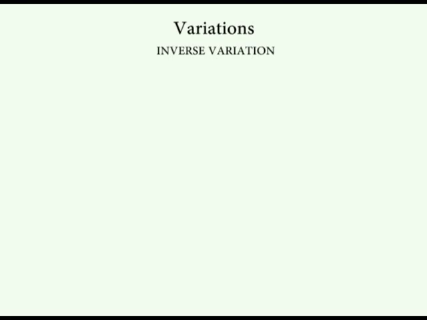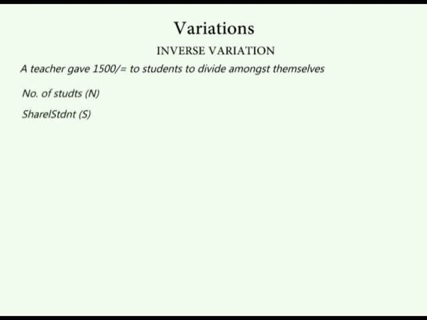Next, inverse variation. Now, a teacher gave 1,500 shillings to students to share amongst themselves. Let's see how much each student will get. If we had 5 students, each student will get 300. If we had 10 students, each will get 150. If the students were 15, each will get a share of 100. 20 students and each will get 75 shillings. 25 students, each will get 60. And 30 students, each will get 50, and so on.